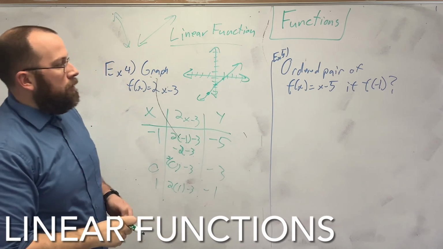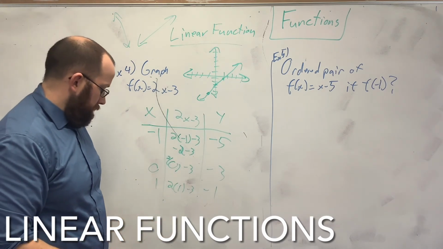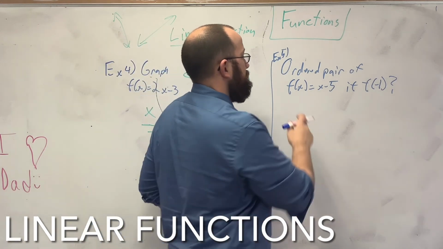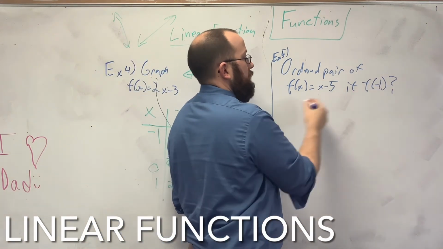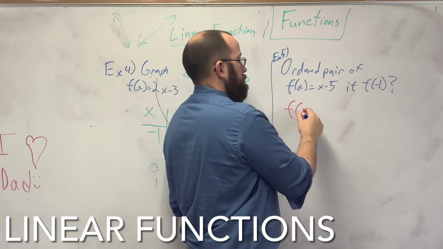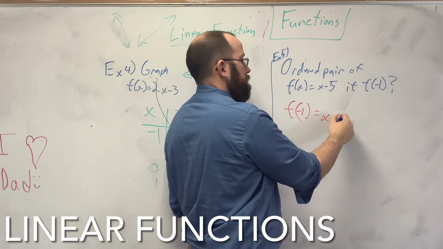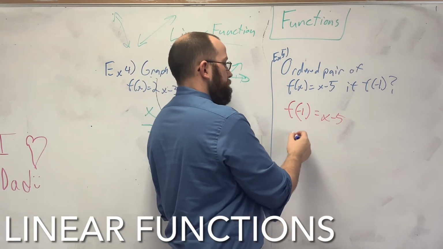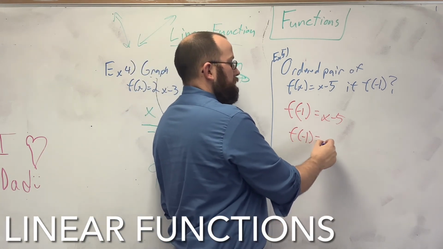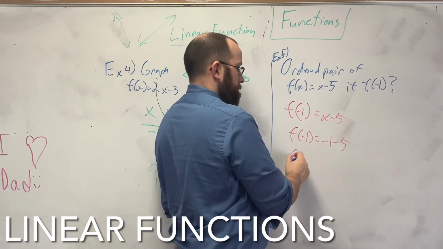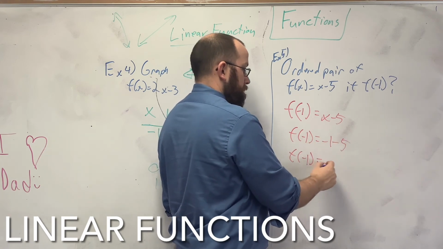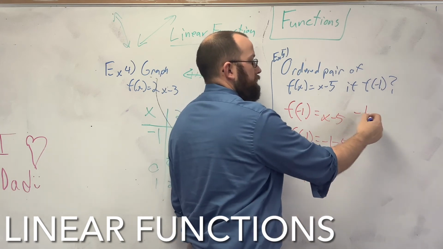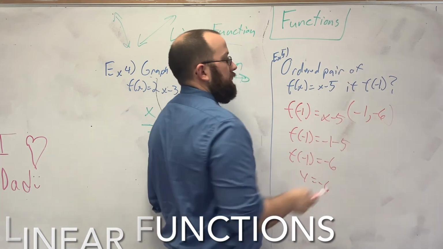All right, the ordered pair over here. So what's the ordered pair of the function f of x equals x minus 5 when f of x is -1? So what this is saying right here is that your x is -1, and it wants to know what the y is going to be. So I plug in -1 everywhere I see x. So this is basically saying y is -6. So your point here is -1, -6.